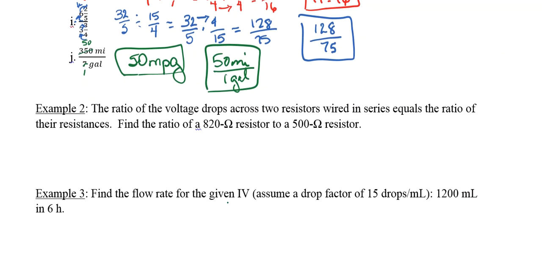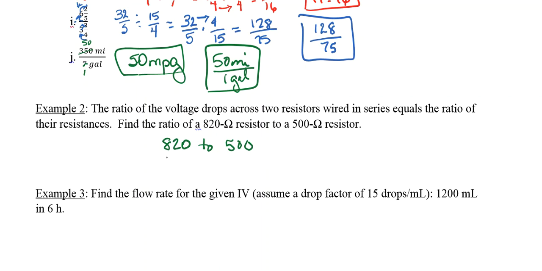So let's look at what some scenarios look like. The ratio of the voltage drops across 2 resistors wired in series equals the ratio of their resistances. So it just makes these two have to be in a ratio. So it's 820 to 500. And when they're written in a situation, you get to choose how you write your ratio. You can do a fraction, you can do a colon, you could use the word "to." Again, I do want to reduce them.